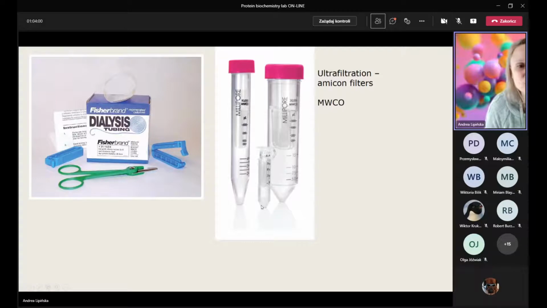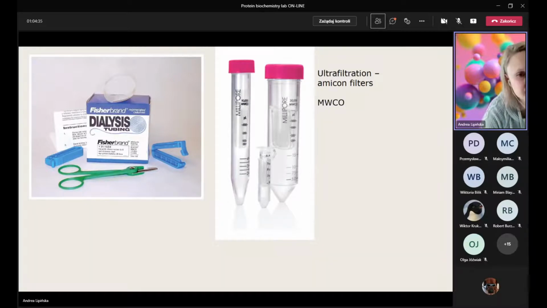But for the standard ones, we have either those 15 milliliter tubes or 30 milliliter tubes, or this is for 4 milliliter volume, which you can use for concentration and desalting, because you may either concentrate your sample in the same buffer, or you may remove the whole buffer. Usually there is a very small volume that stays on the membrane, and then you may add, for example, only PBS buffer, centrifuge again, and you may repeat this step.